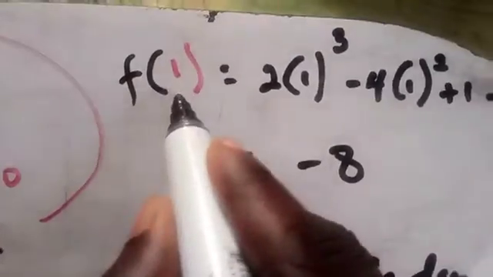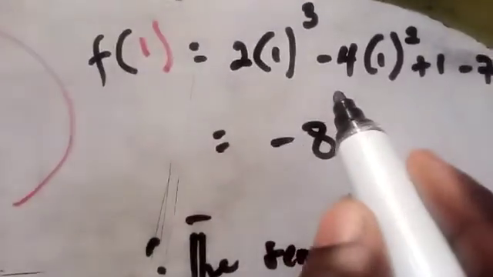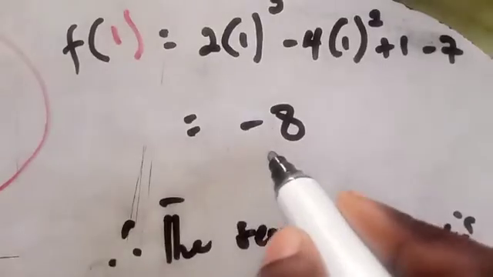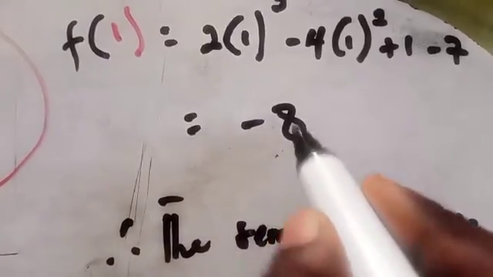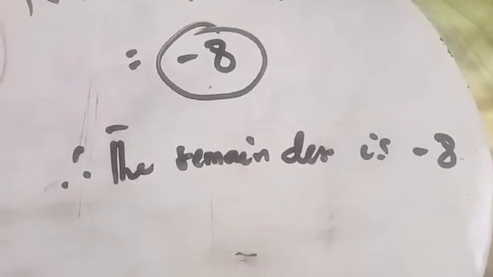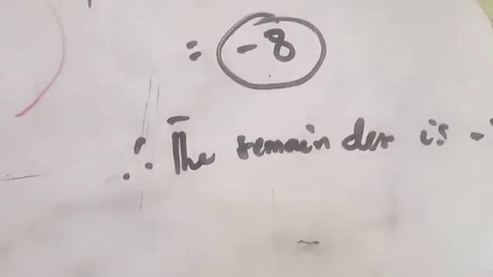So we are going to plug everything inside of the function. So x is equal to 1. Whatever you see as x, you replace by 1, into the function. If you plug everything in, you are going to have your answer to be what? Negative 8. So this negative 8 here is the remainder, right? That negative 8 there is the remainder.